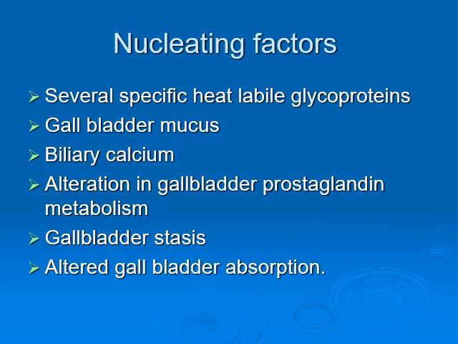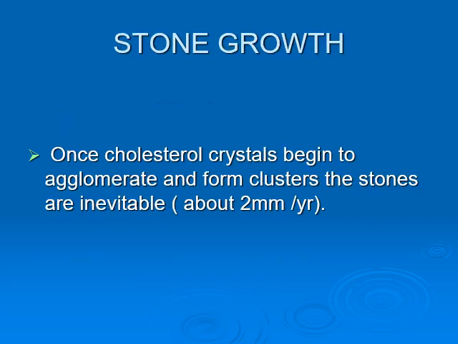Nucleating factors: several specific heat-labile glycoproteins, gallbladder mucus, biliary calcium, alteration in gallbladder prostaglandin metabolism, gallbladder stasis, altered gallbladder absorption are increased nucleating factors, or they lead to many nucleating factors. Also, parasites are an important cause for nucleation because disintegrated parasites, for example, if it is Ascaris or if it is Fasciola hepatica, will be a nidus for precipitation of cholesterol and bile pigment and formation of gallstones.